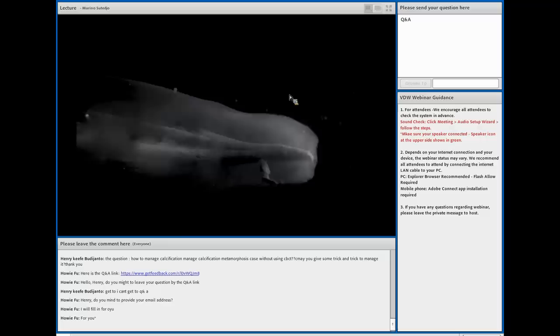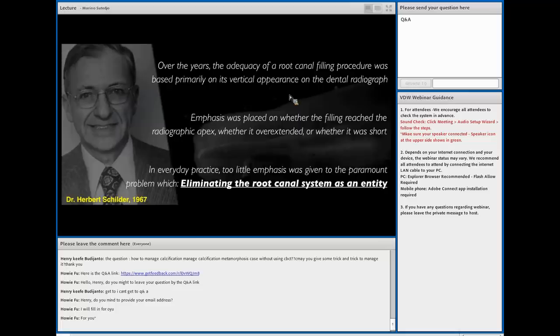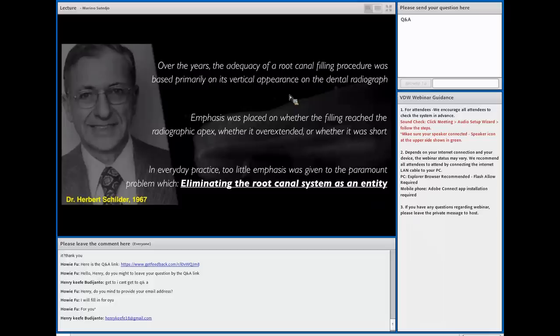Therefore, we need to understand obturation if we want to think about three-dimensional obturation. First things first, do good preparation, then you will have good obturation. But in order to have good obturation, and to address the system of our root canal, we need to think about three-dimensional obturation. Because Childress also said in 1967 that, over the years, the adequacy of our root canal filling has usually been based on its vertical appearance on the x-ray. We took an x-ray and thought, oh, the vertical extent was nice, it's reaching the apex. But unfortunately, not all x-ray findings are 100% correct.